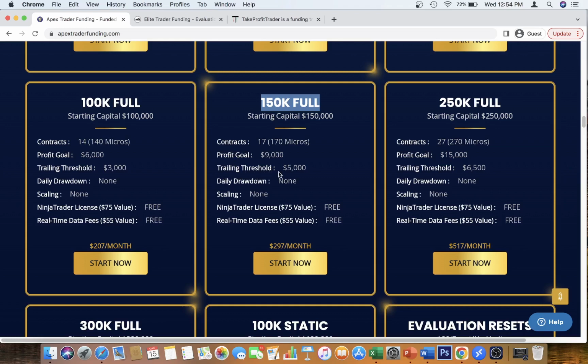This is based on unrealized gains, meaning you don't have to lock in the profit for them to use that as the measure. So if your account value just decreases $5,000 before you hit your profit target of $9,000, you blew the account. Pretty straightforward.